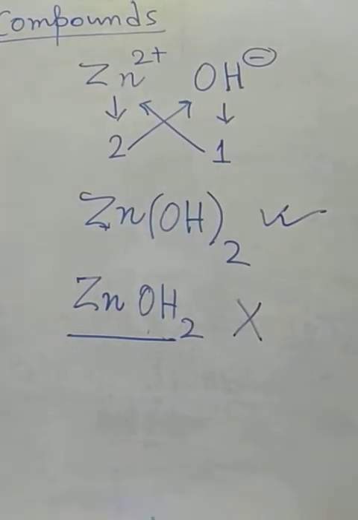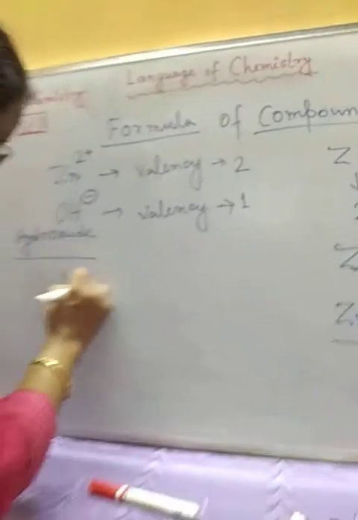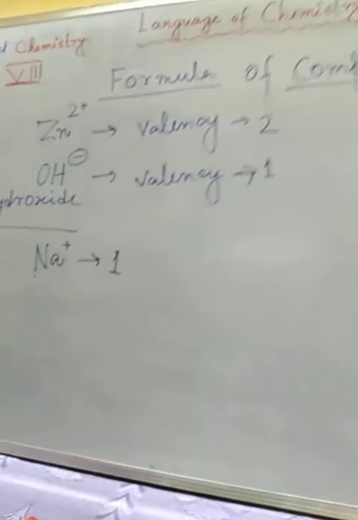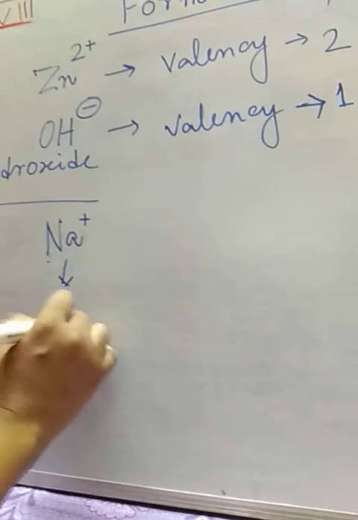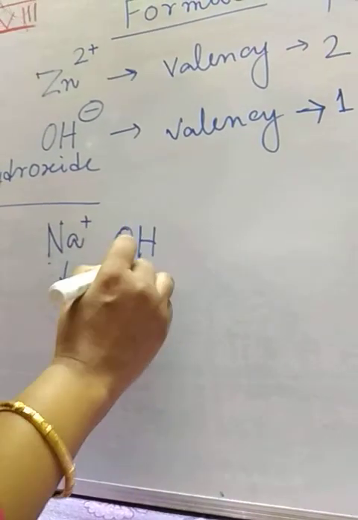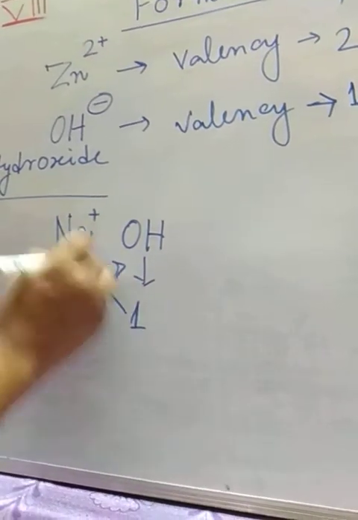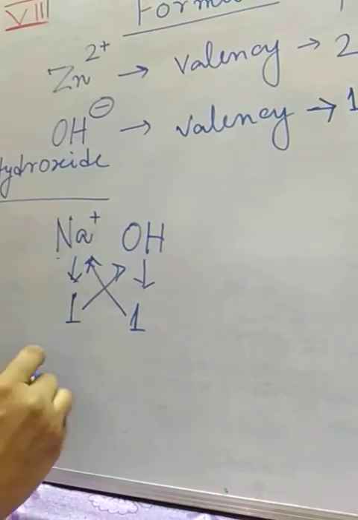Okay, let us do some other cation with the same hydroxide. So sodium's valency is 1, and hydroxide, as we know, is 1. Let me write here only. So sodium is 1 valency and hydroxide 1. Okay, if we again cross it, this will be NaOH.